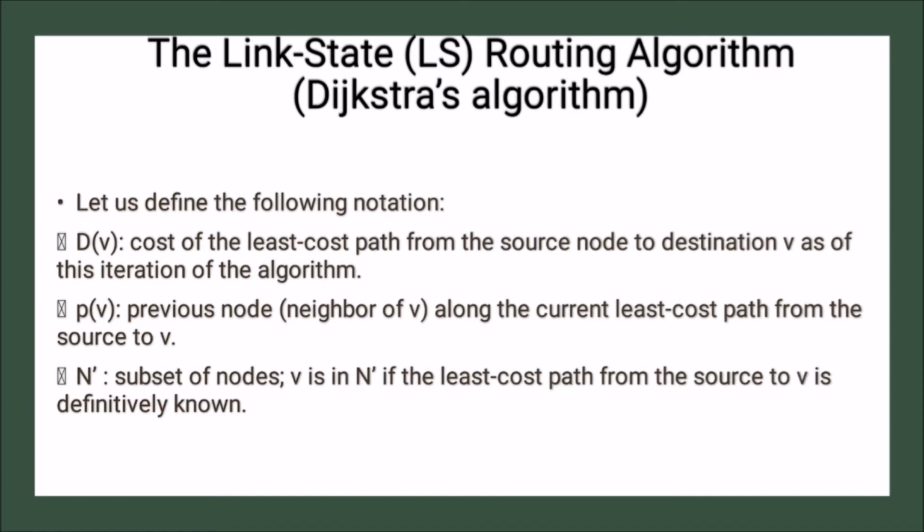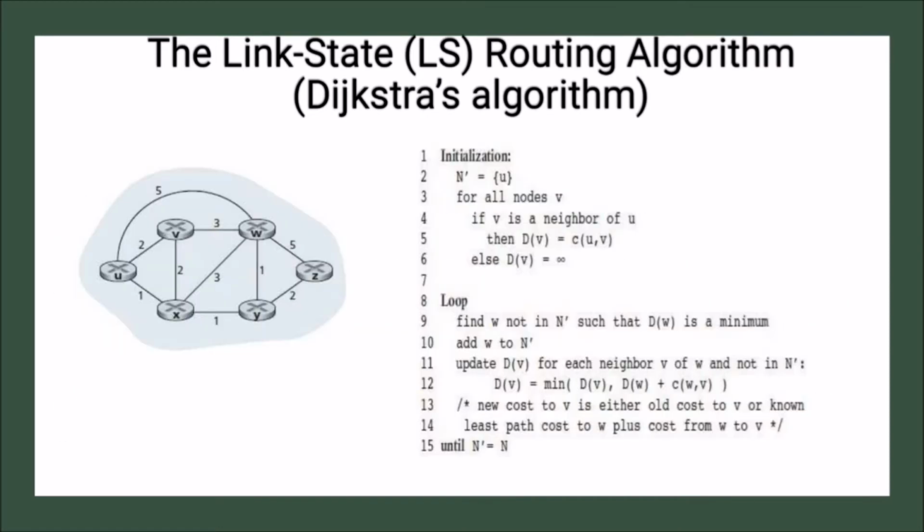Let us understand this by figure. These are the routers, and the router names are U, V, W, X, Y, Z. This is the cost or distance of U to V, for example 2, then U to X, for example 1, then X to Y is 1, Y to Z is 2, Z to W is 5, likewise.